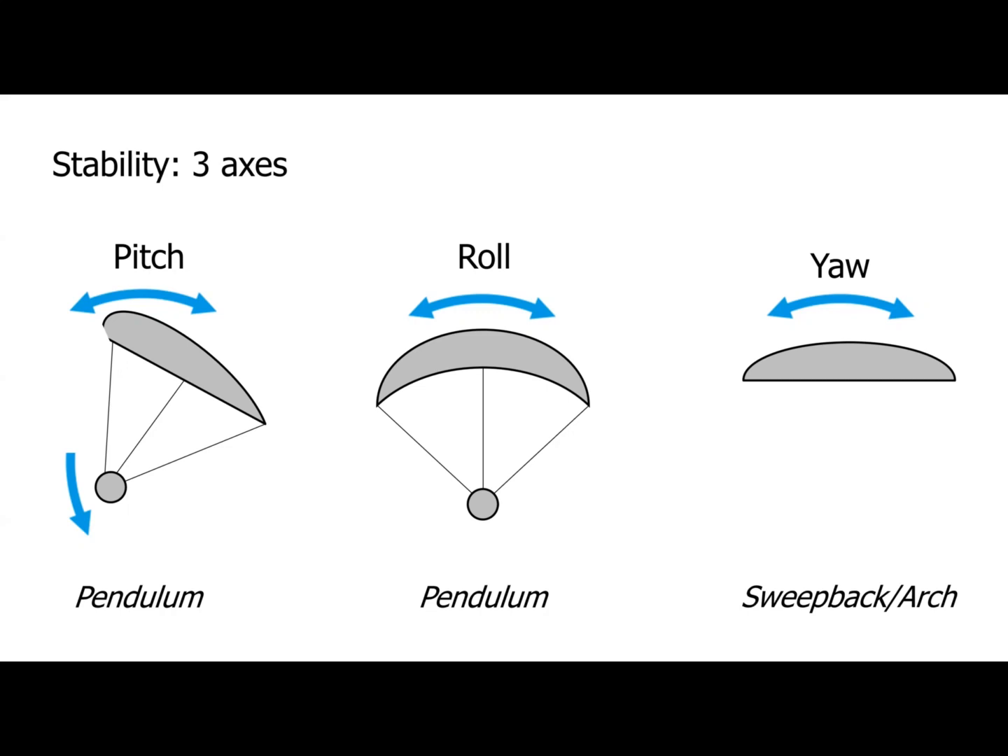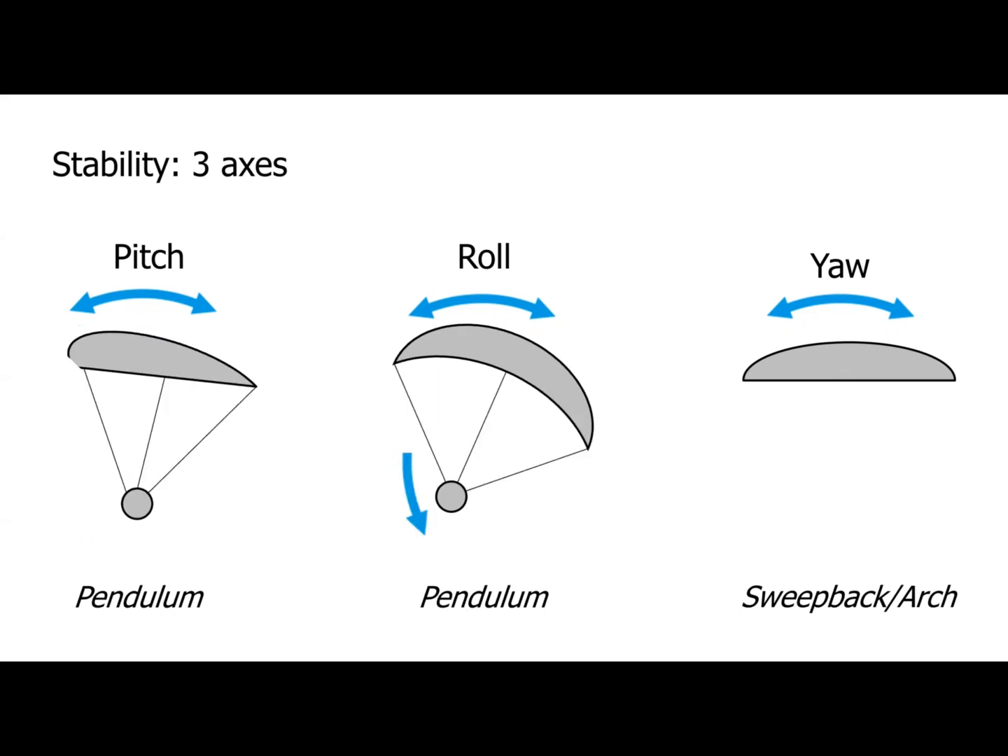The airfoil itself doesn't want to come back, but it's constrained by these lines. And as this 90 kilos or 100 kilos or whatever we are starts to swing back, it brings it back. It forces it back into the shape we want to be in. So the pendulum effect is what keeps a paraglider stable above our heads. It's not the airfoil. The airfoil is working against us. So that's the pendulum effect on pitch.